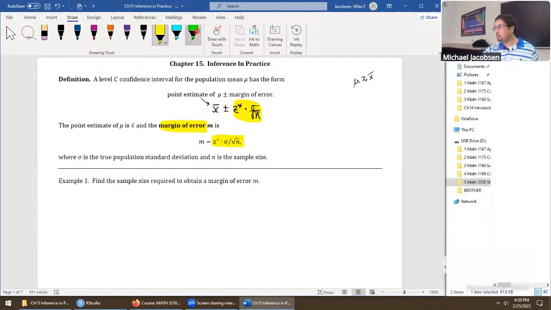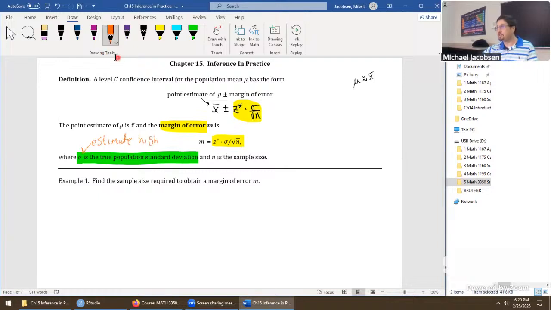Sigma, again, is a value that is defined to be the true population standard deviation. This formula gets used a lot, and oftentimes we have no idea what sigma is. If we're going to use this kind of formula to determine the sample size required for a margin of error m, we need a value for sigma. Oftentimes we could go to historical data and make some kind of estimate. And if we have to estimate, we estimate high, because we want to give a conservative estimate.